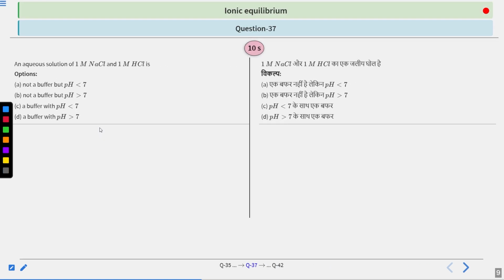Next question. An aqueous solution of 1 molar NaCl and 1 molar HCl is. Options are A, not a buffer, but pH is less than 7. B, not a buffer, but pH is greater than 7. C, a buffer with a pH that is less than 7. D, a buffer whose pH is greater than 7.